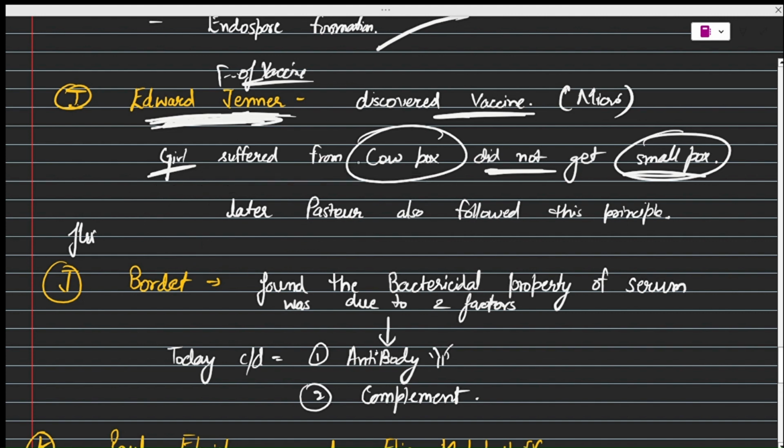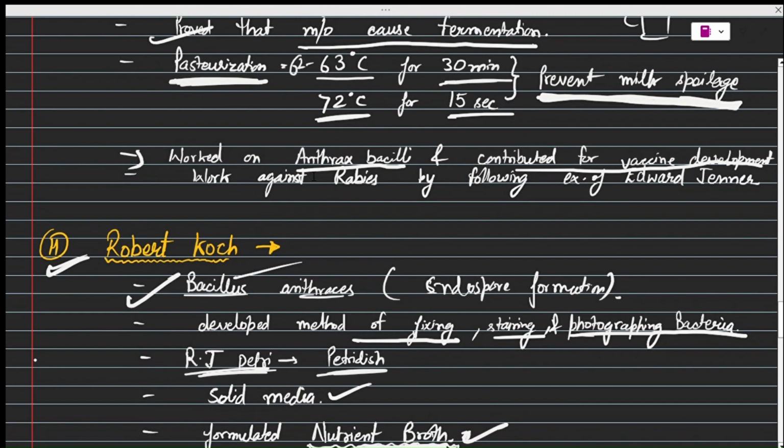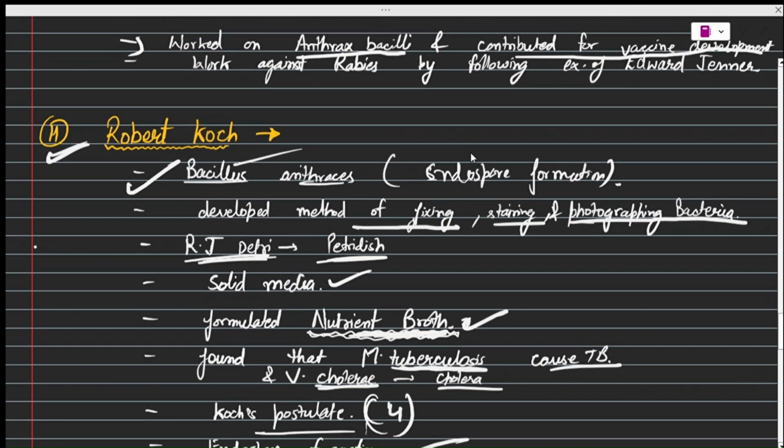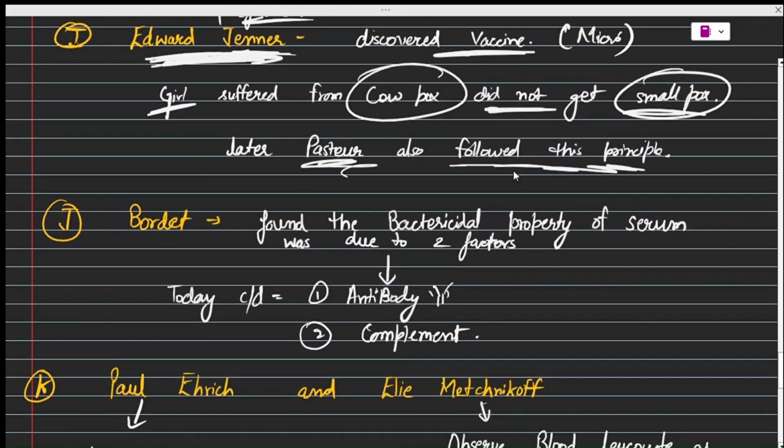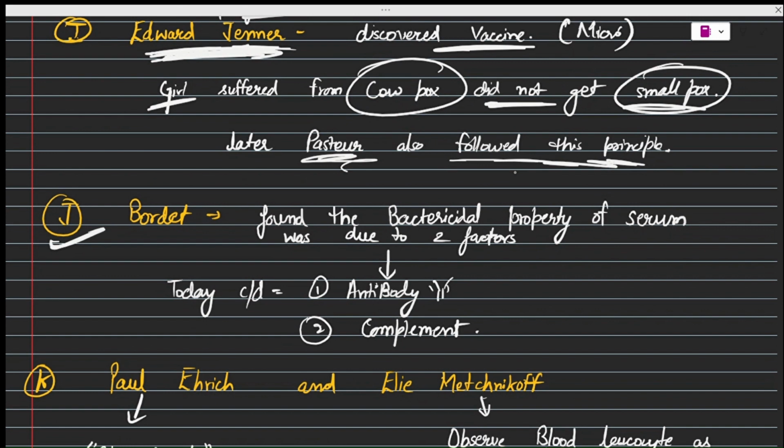Then, following this particular example, Louis Pasteur came into the picture and he followed this principle to create his vaccine, which was against anthrax. Yeah, which was against rabies. So he was able to cure a rabid boy, Louis Pasteur. Then after Edward Jenner, we are going to discuss Bordet a little. He was the one who found the bactericidal property of serum, right?